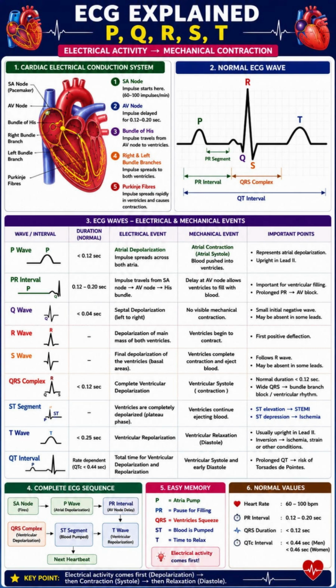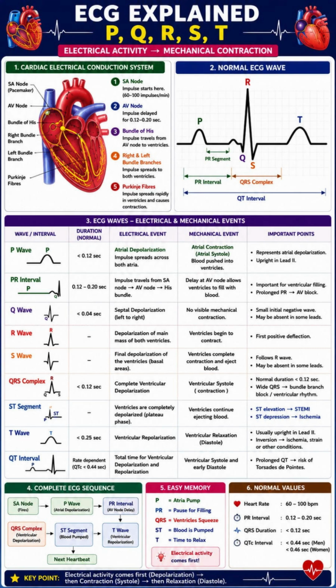Now comes the T wave. T wave. The T wave represents ventricular repolarization. This is when the ventricles relax and prepare for the next heartbeat. Simply remember, T means time to relax. Finally, let's talk about the QT interval. QT interval. The QT interval represents the total time required for ventricular depolarization and repolarization. A prolonged QT interval can increase the risk of dangerous ventricular arrhythmias, such as Torsades de Pointes.